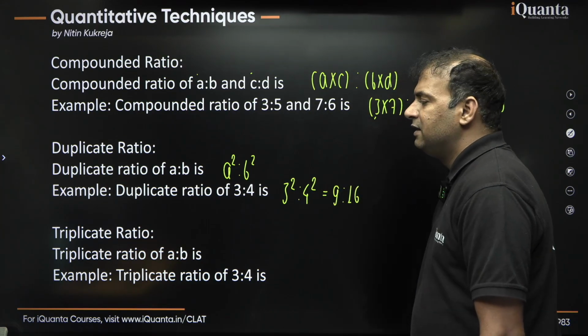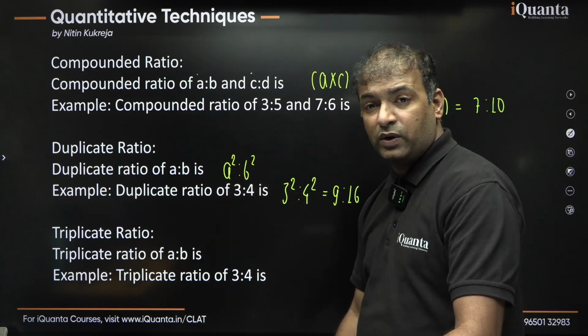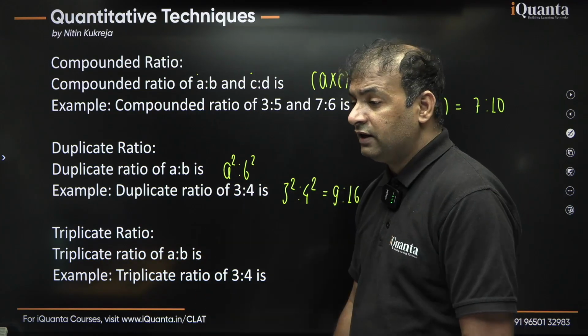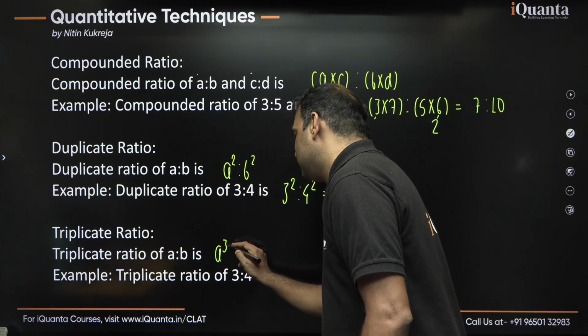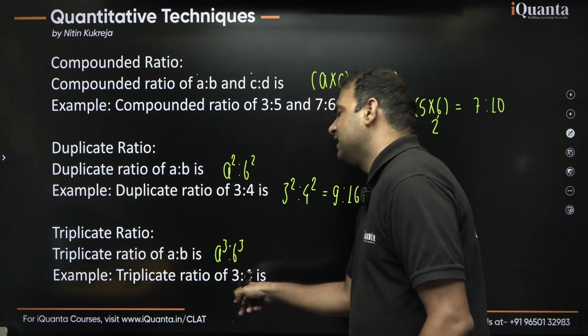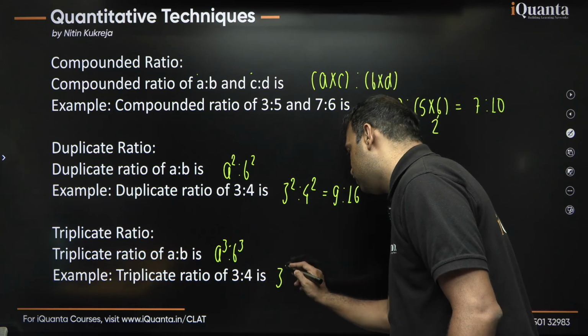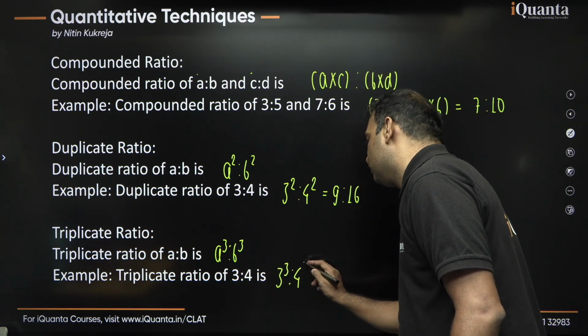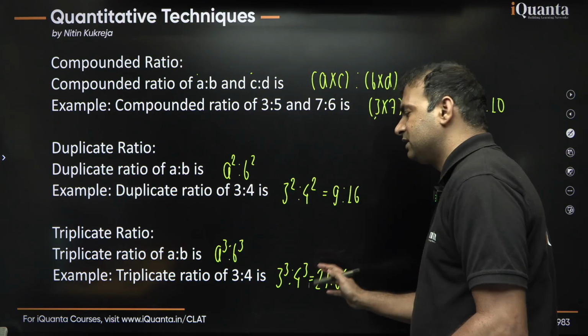Simple as that. Similarly, the triplicate ratio is what? In duplicate ratio, we found the square of the terms. In triplicate ratio, we'll find the cube of the given terms. So it must be what? A cube is to B cube, right? Simple. Now the example is of the same 3:4. Triplicate ratio of 3:4, that means the cube of 3 is to cube of 4, which should be nothing but 27 is to 64. A simple example, right?